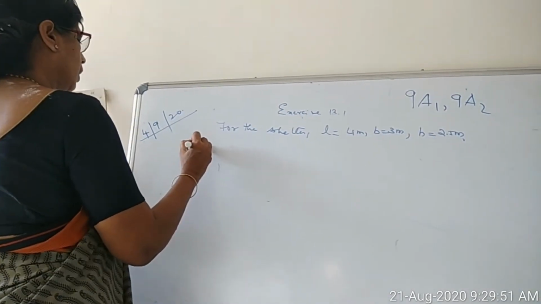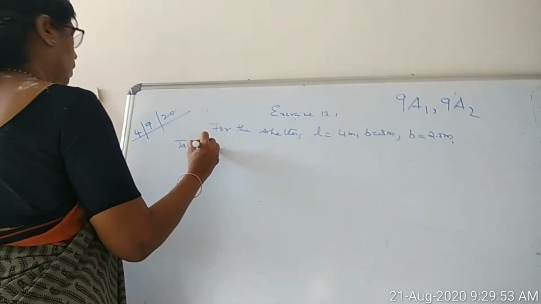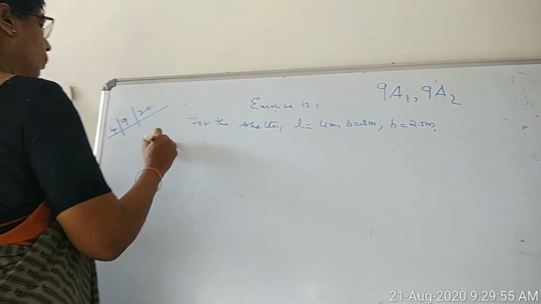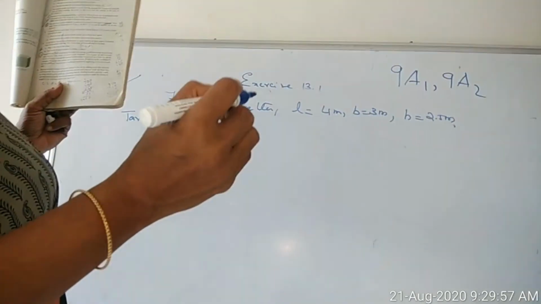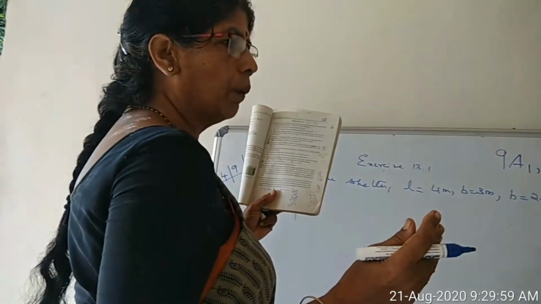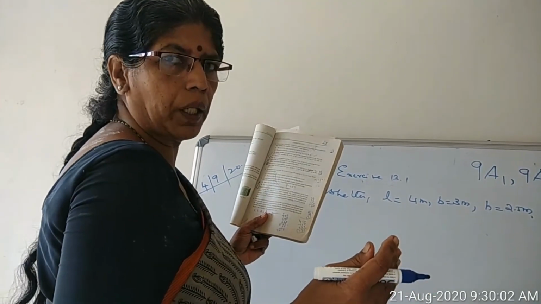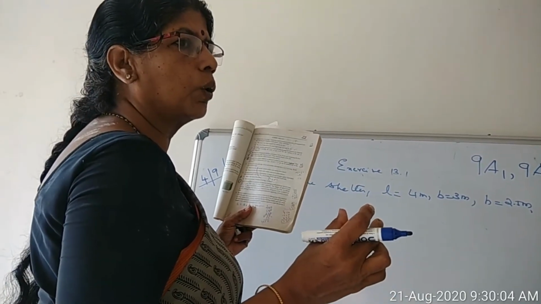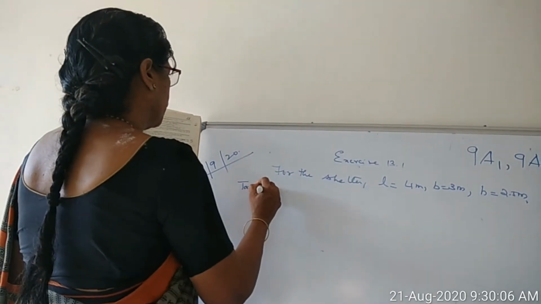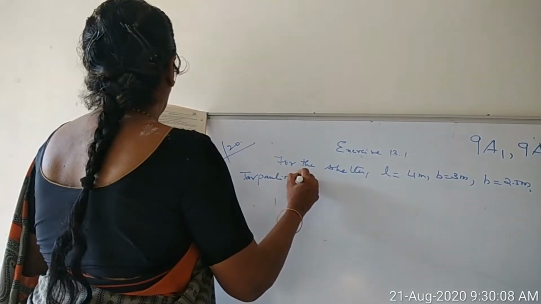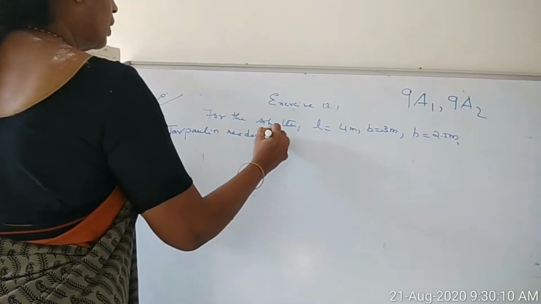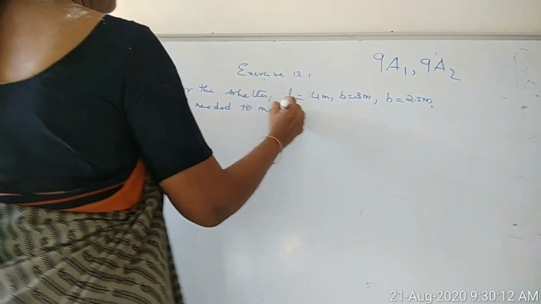Tarpaulin. You know what is the meaning of the word tarpaulin? On the lorries you would have seen, children, when it is loaded, it is covered with tarpaulin. The thick material used for covering the load is called tarpaulin. Tarpaulin needed to make the shelter.